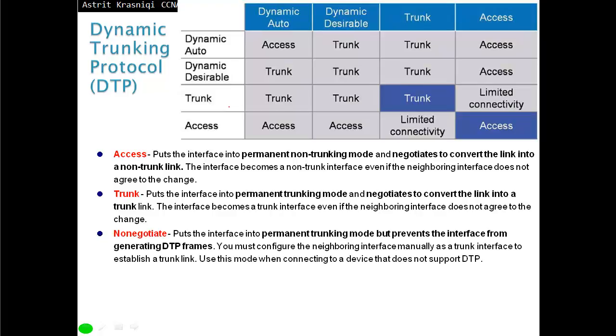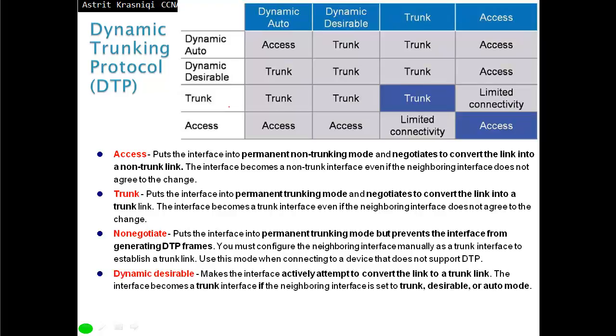Nonegotiate puts the interface into permanently trunking mode but prevents the interface from generating DTP frames. You must configure the neighboring interface manually as a trunk interface to establish a trunk link. Use this mode when connected to a device that does not support DTP. For example, if you connect a non-Cisco device, the other ones don't even understand DTP, so you can stop it.